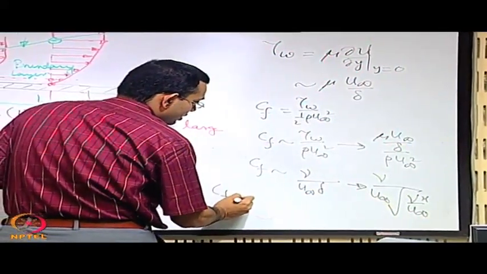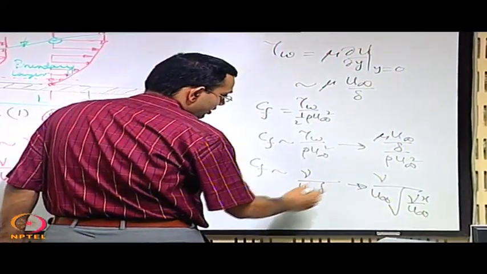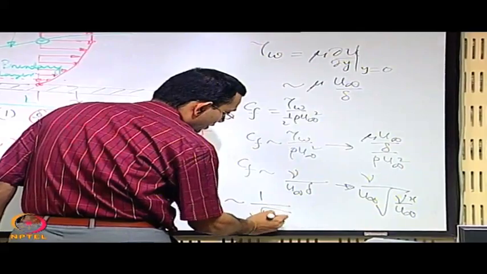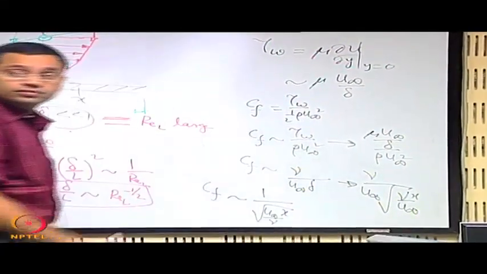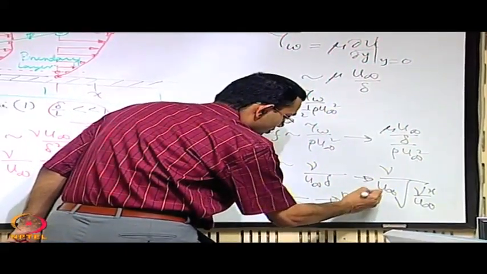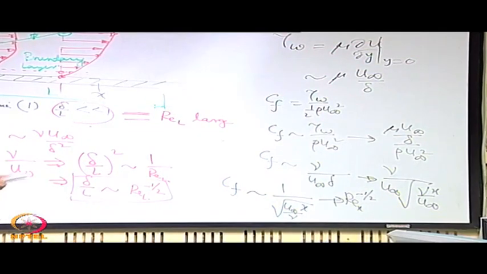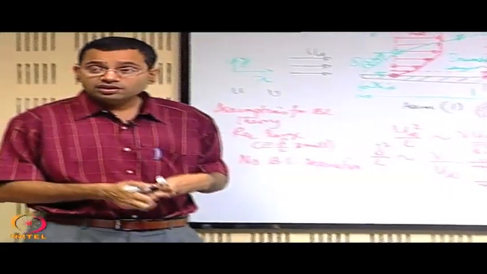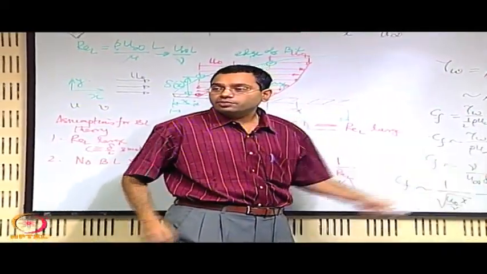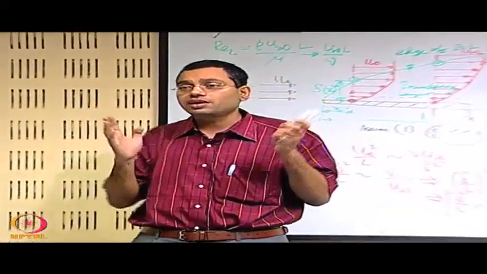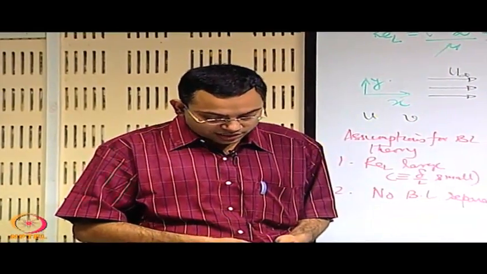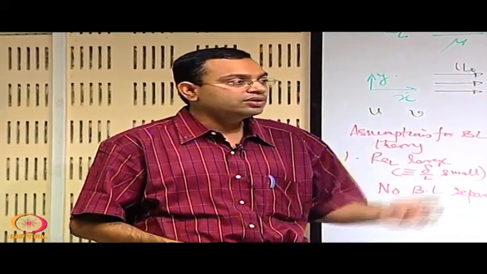So Cf scales with 1 by square root of u infinity x by nu, right. So Cf scales with Reynolds number to the power minus half. This is also a very important thing, and we will see later on that if you exactly evaluate the expression, it will be Cf equal to some constant into Reynolds number to the power minus half. So the dependence of all the important quantities on Reynolds number may be obtained in this way. So let us stop for this lecture and we will continue in the next lecture. Thank you.